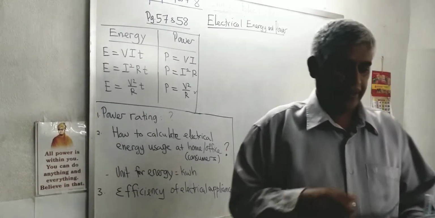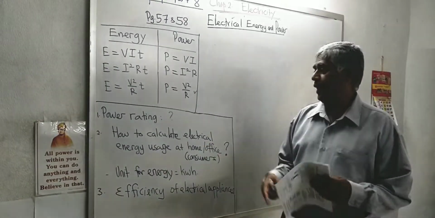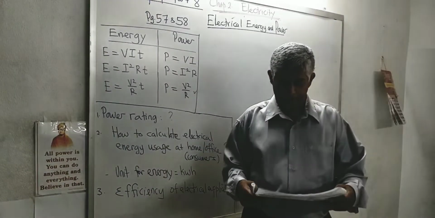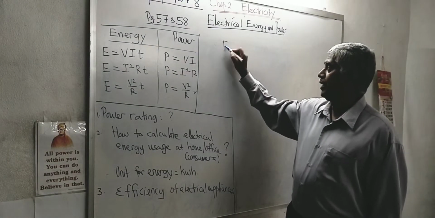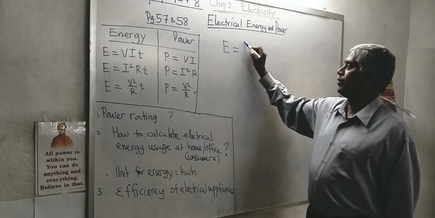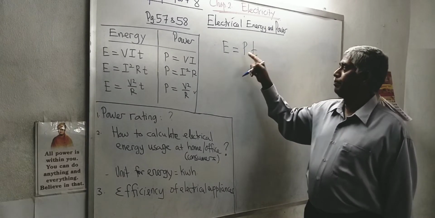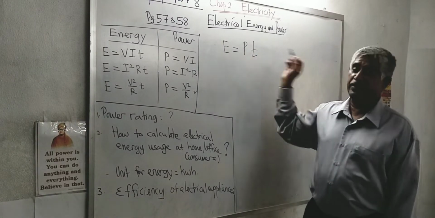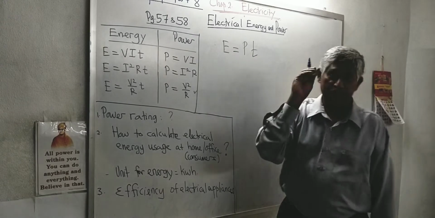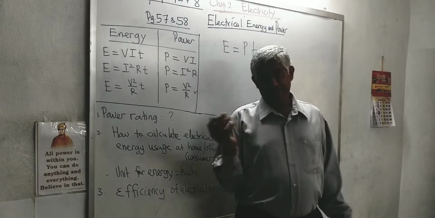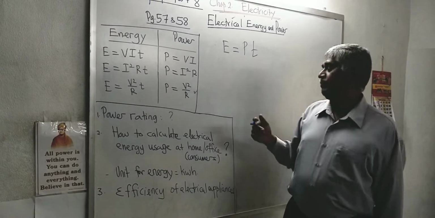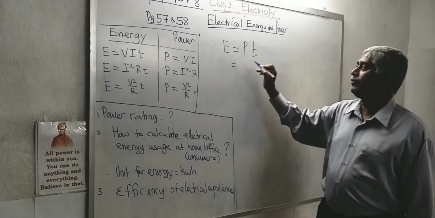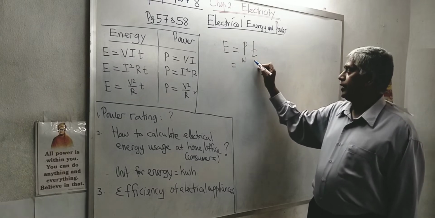Now let us see. They are asking how to calculate electrical energy usage at home. For calculating household electrical energy, we use a very simple equation. Energy is power times time. This is what we use because power is always written on the electrical appliances as the power rating, and time is how long you turn it on, how long you use it.